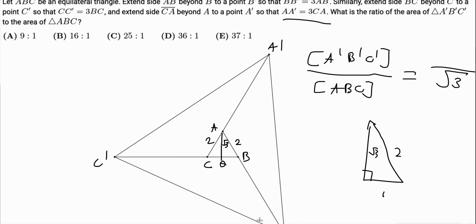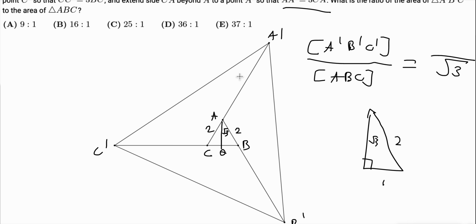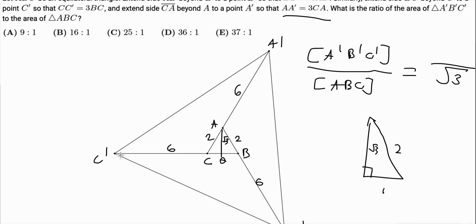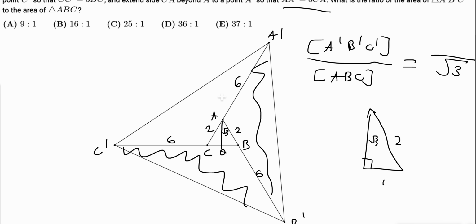And so the same thing with all these other sides. So AA prime is 3 times CA. This is 6. This is also 6. This is 6. And so each of these three triangles right here, so this triangle, and this triangle right here, ACC prime, are all the same triangle. So we can just multiply by 3 at the end.